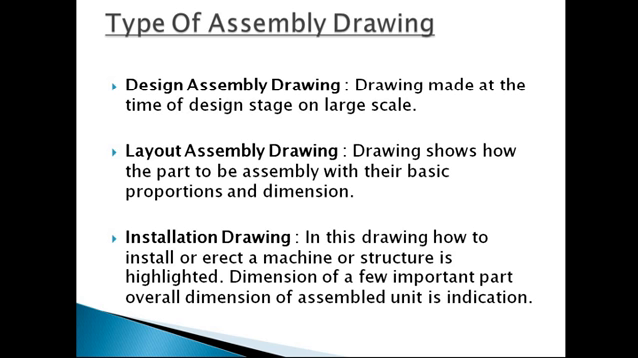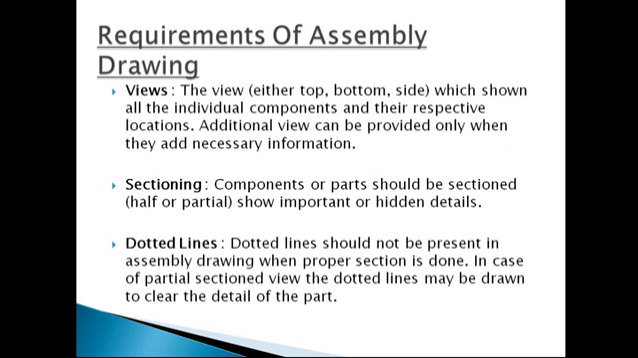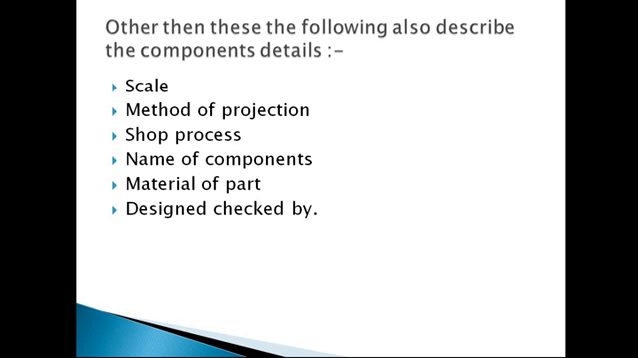Because there are many types of assembly drawings, we require to consider design assembly drawing, layout assembly drawing, then installation assembly drawing. Then we also discussed working assembly drawing and general assembly drawing. Then we saw the requirements of an assembly drawing: required views, sectioning, dotted lines, dimensions, bill of material. We also discussed the scale, method of projection, shop process, name of components, material of part, and design checked by, and why it is required to add them. These things we discussed in the previous lecture.